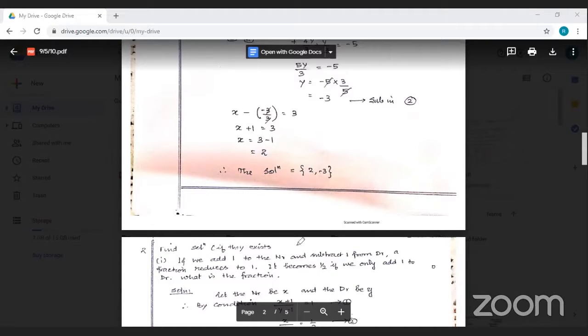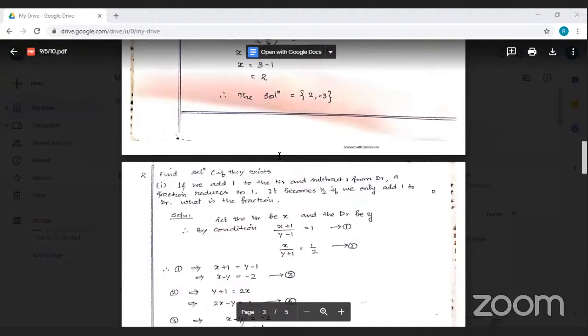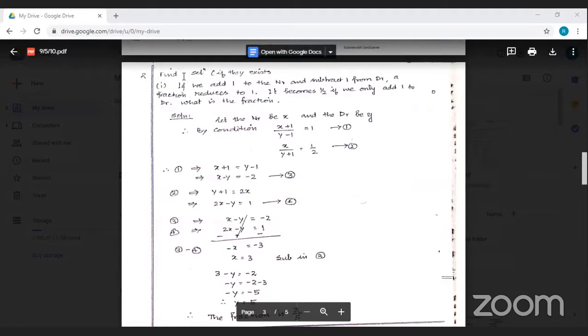Okay. Now, find solution if they exist. What is the meaning of if they exist? Like whether it has a solution or not. If it is consistent, then only you will get the solution. If they are not consistent, they will not give any solution. Now, the word problem, whenever you are attending the word problem, be clear what is given in that question.